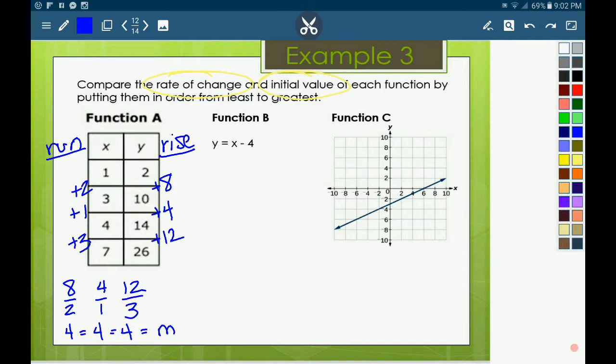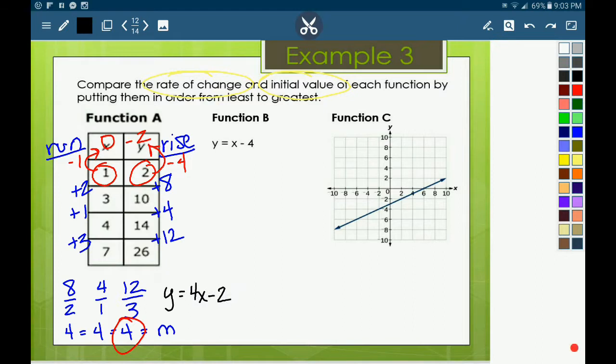As far as the y-intercept goes, I don't see x being 0 anywhere, which means I can't just pull it right out of the table. But I can use the fact that my rate of change is 4 to go back 1. So if I start at x is 1 and go back 1, subtracting 1 to go to 0, that means I need to take 2 and subtract 4 from it, because if I add 4 to go from point to point, to go backwards I subtract 4. That's how I'd get back to my initial value. So 2 minus 4 is -2. So my equation for function a would be y equals 4x minus 2.